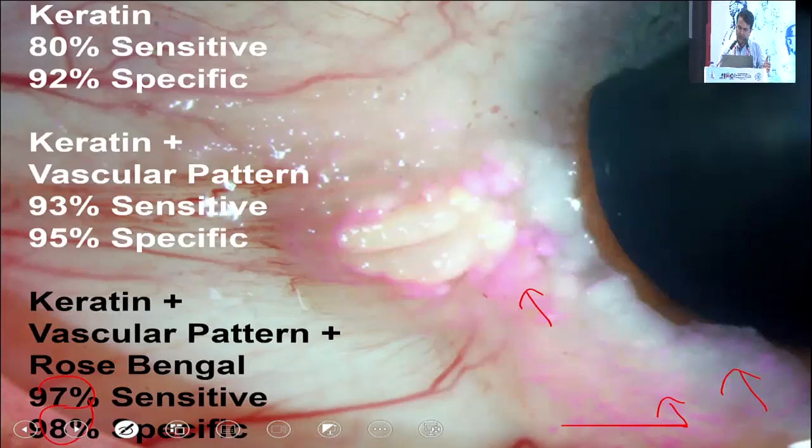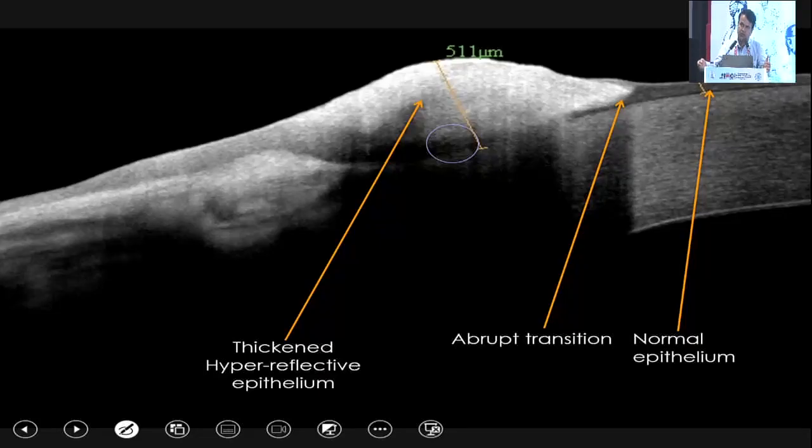Right? Apart from that, if you're still confused, you can use this very important and easily available tool, anterior segment OCT. Again, it has three signs. This was described by Dr. Carol Karp. One is normal corneal epithelium is grayish and about 60-70 micron thick.